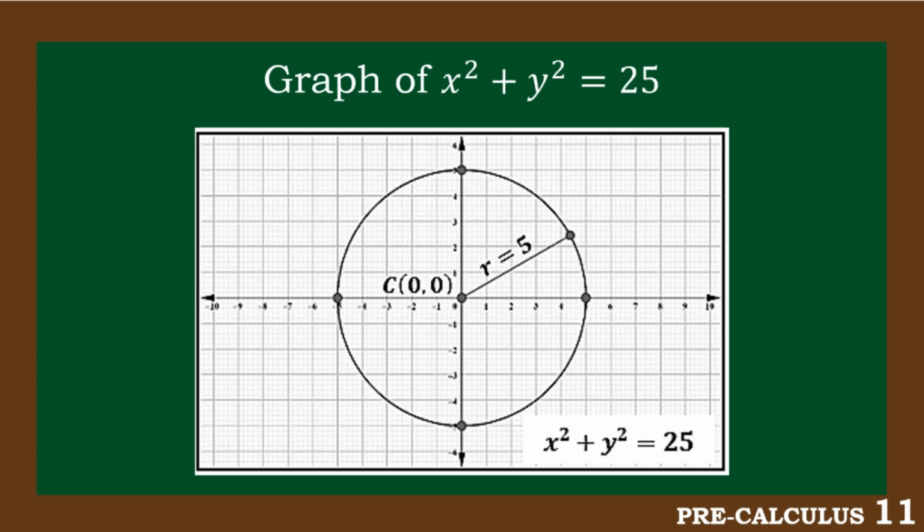To picture out what our circle looks like, here is the graph of our circle on the Cartesian plane. The equation, x squared plus y squared equals 25, has center plotted on the point of origin or (0, 0), with radius of length 5 units.